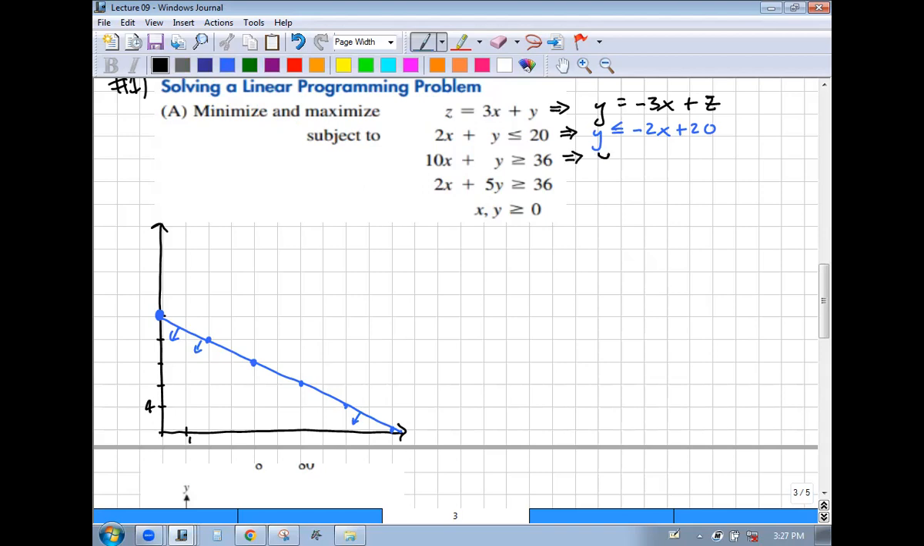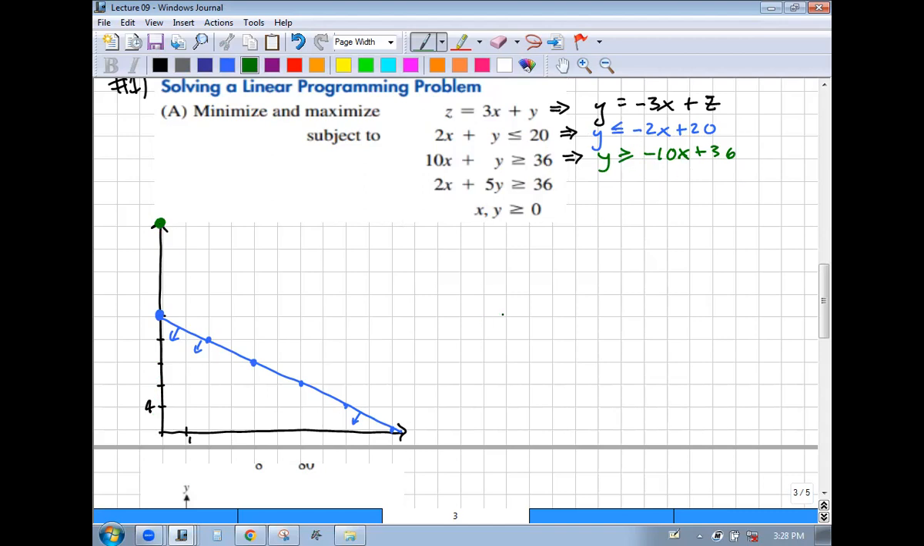Let's see, if we move our x's over, we have minus 10x plus 36. Okay, let's try this one in green. So at 36, let's see, 4, 8, this is 20, 24, 28, 32, 36. That would put us right there.